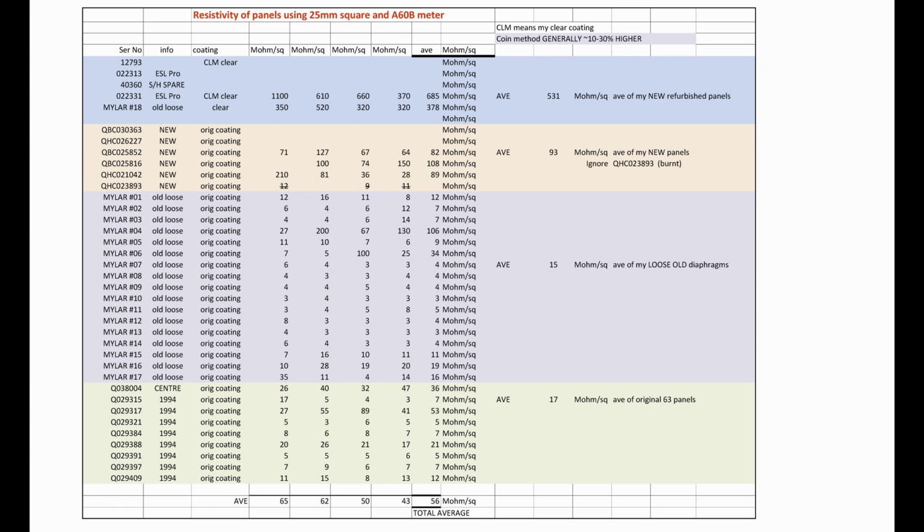Well, that's about it for resistivity. As I say, I'm going to aim for 100 to 150 megohm per square when I redo my panels, and hope for the best. The next steps will be to actually start rebuilding the panels and some of the mechanical aspects of all of that with my jig, etc.